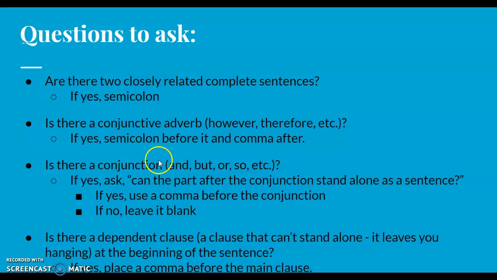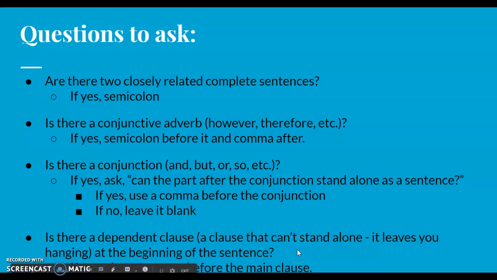Is there a conjunction, like and, but, or, so, etc.? If there is a conjunction, you have to ask another question. Can the part after the conjunction stand alone as a sentence? If yes, use a comma before the conjunction. If no, so if the part after the conjunction doesn't have a subject and verb and finish the thought, then we leave that blank and we do not put a comma after the first clause.